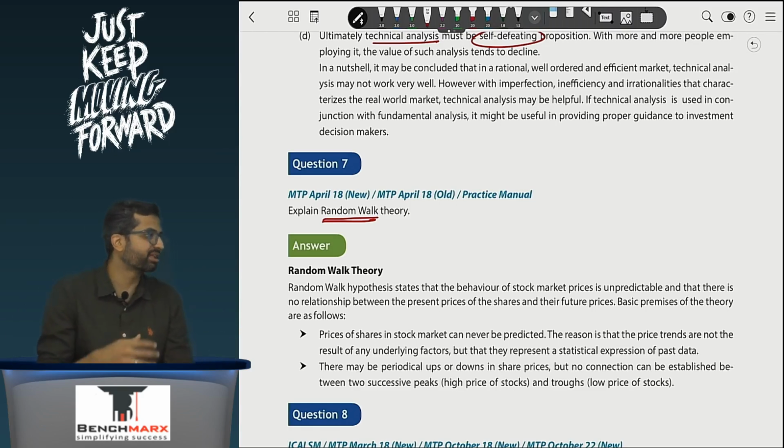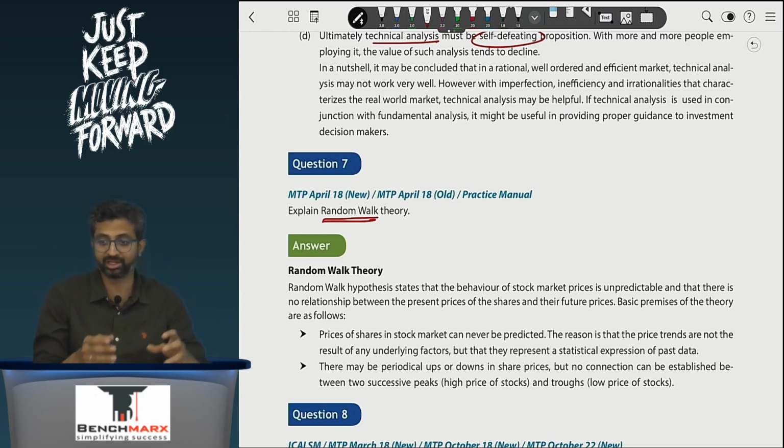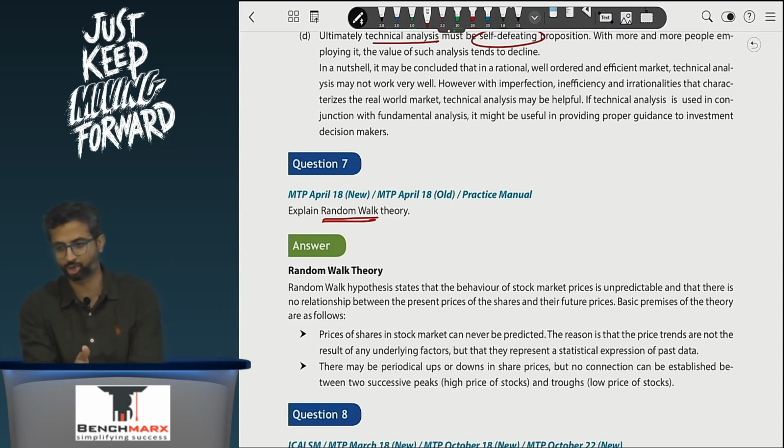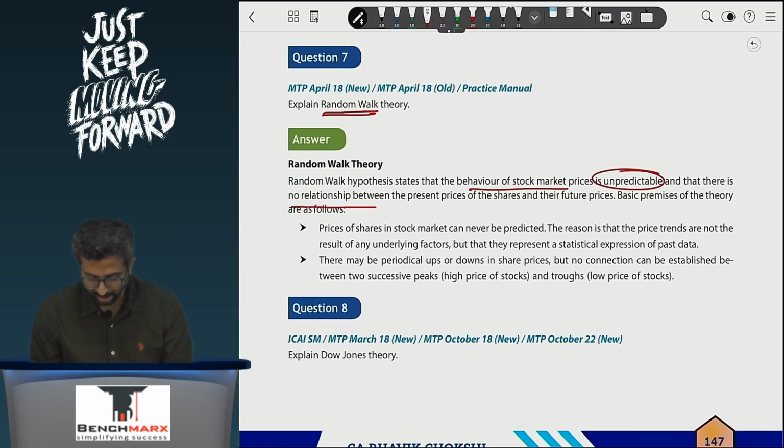So we are saying the market moves like a drunkard person. It is very difficult to predict what the next step a drunkard person is going to take is. It is the case with the market. So you might be doing all of this analysis, but it is a hit in the dark type of thing, because the market movements are by and large random movements. And over here it says that the behavior of the stock market is unpredictable and there is no relationship between the present prices and future prices.